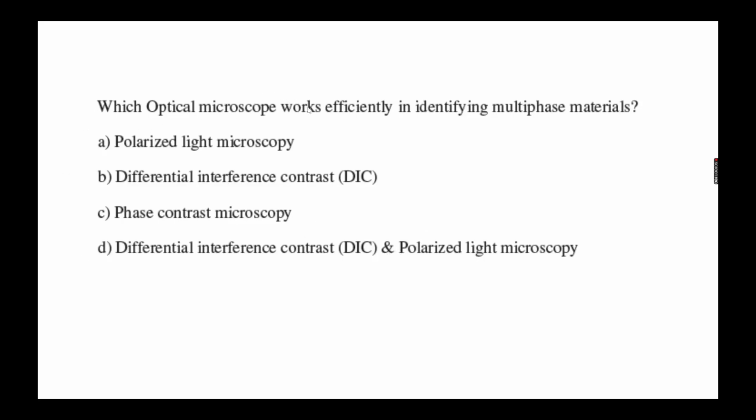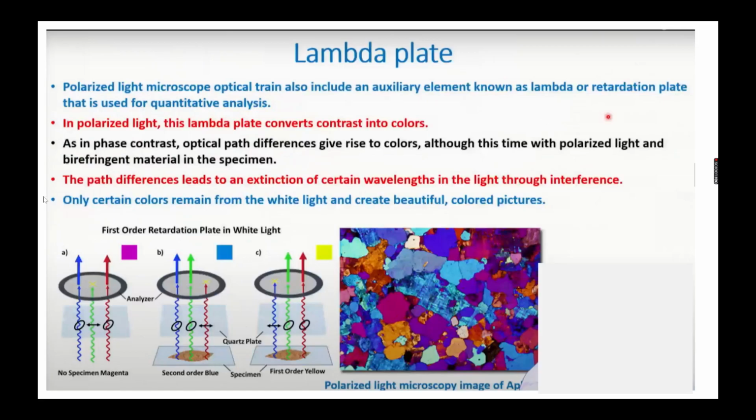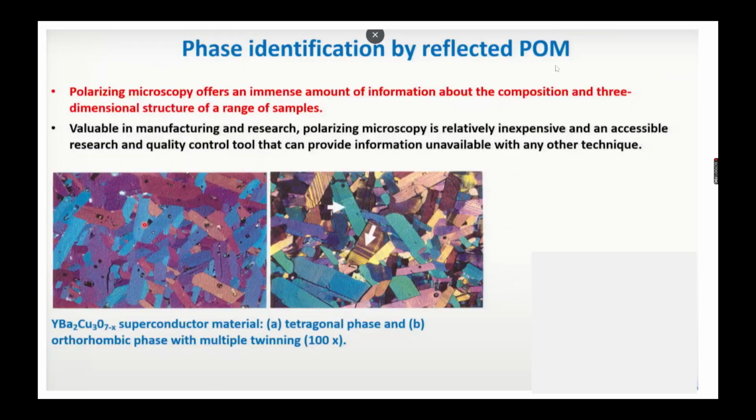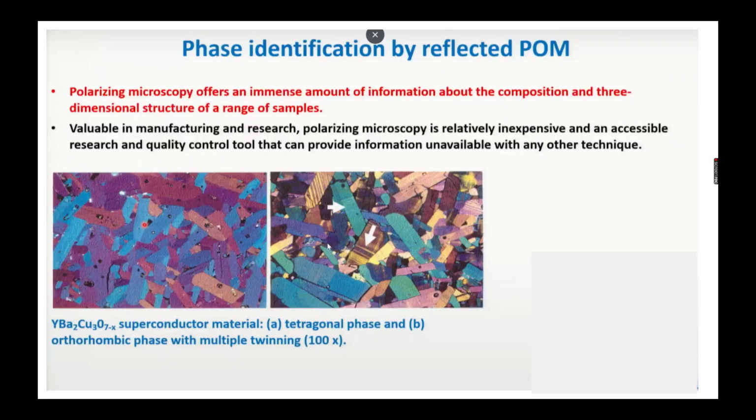Which optical microscope works efficiently in identifying multi-phase material? Just now I showed you some multi-phase material, where you can see a lot of phases. Sorry, this is polarized microscopy, not phase contrast. This was also from the polarized light microscopy.